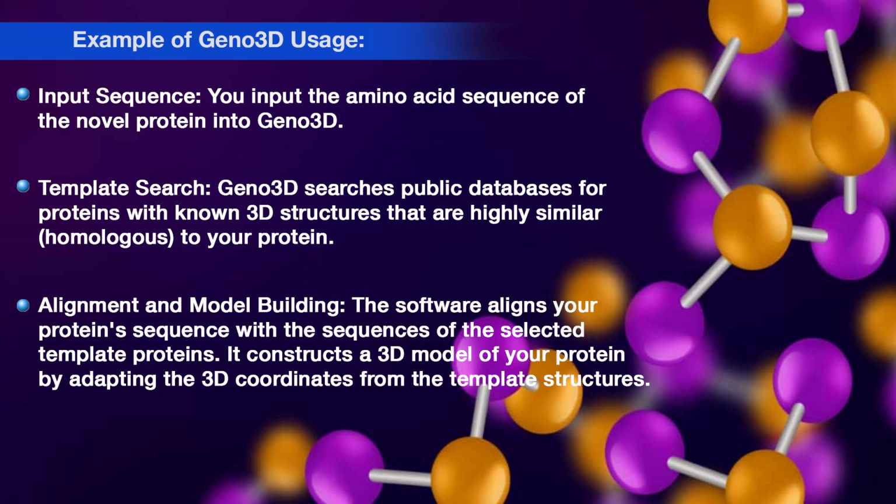The next step will be alignment and model building. The software aligns the sequence of the protein of interest with the sequences of the selected template proteins. It then constructs a 3D model of the protein by adopting 3D coordinates from the template structure. Now, the protein modeling will initiate by using the coordinates of the template, and the 3D protein will be developed for the sequence which we have given as input.